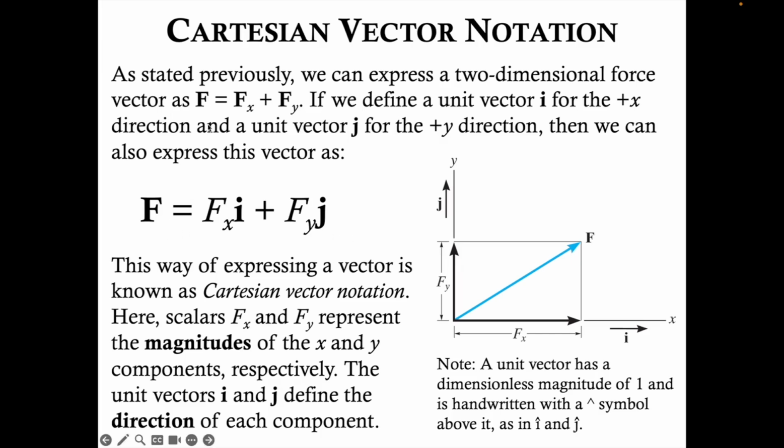So every quantity that's in bold, imagine the regular vector arrow symbol above it. But if it's ever i, j, or k, a unit vector, you need to imagine or handwrite it with the hat or caret symbol above it.